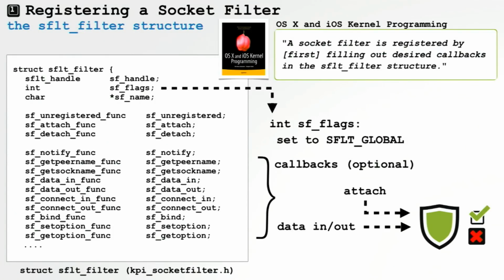So in order to filter network traffic and connections, we first have to register a socket filter. You accomplish this by first filling out a socket filter structure. This structure has various callbacks, which once registered will be invoked by the operating system anytime a socket action occurs. This then gives our firewall the ability to monitor, examine, and filter these socket actions.